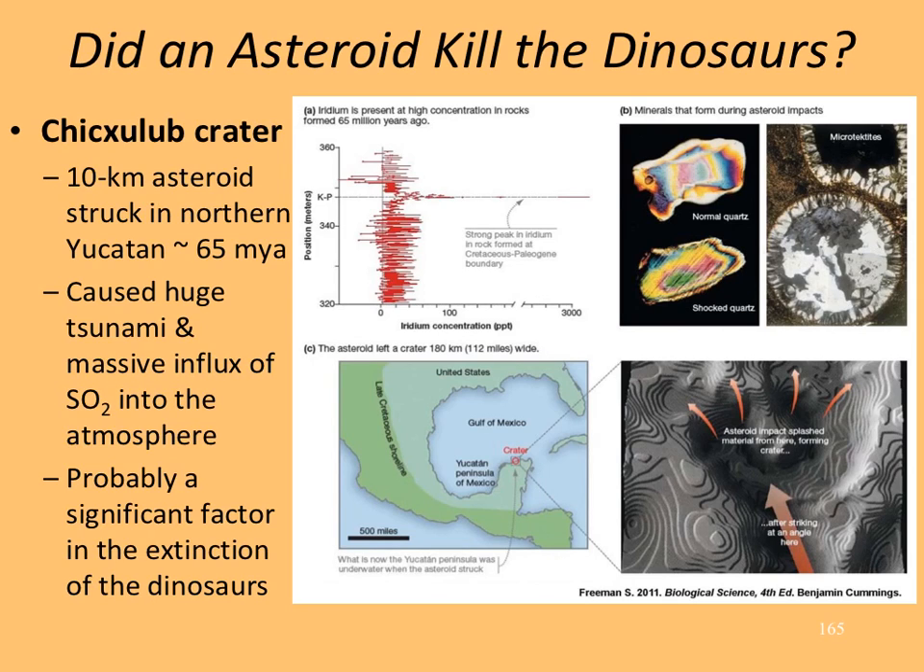So here's the asteroid. They actually found the crater off the Yucatan Peninsula. There's shock quartz that you get from a big impact, and microtektites. There's this iridium, which is a chemical that's only found mainly on asteroids and is very rare on Earth. There's this layer at 65 million years ago, worldwide.